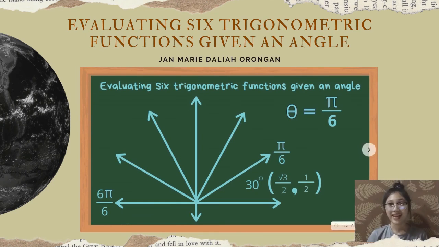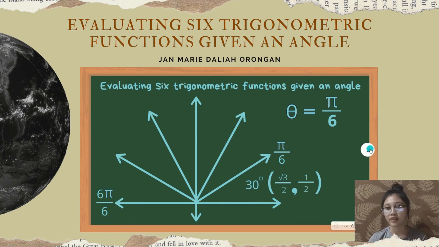Hi guys, it's John Mariveles of Orongan teaching you how to evaluate the 6 trigonometric functions given an angle of theta pi over 6. First we need to identify which quadrant the angle is in. As you can see, pi over 6 is 30 degrees, which is the point square root of 3 over 2 and 1/2. So it's in the first quadrant.